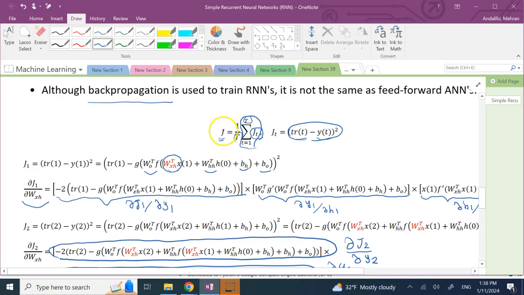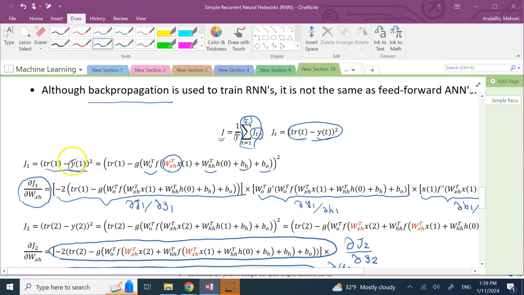Well, the partial of J with respect to that WXH is going to be 1 over T times the partial of all of these individual J's with respect to that. So in order to calculate that, we can just look at one of those individual partial derivatives here, like J1. And J1 is what? It is the target number 1 minus Y1, squared.